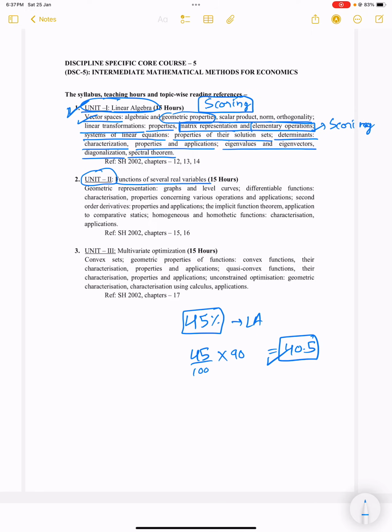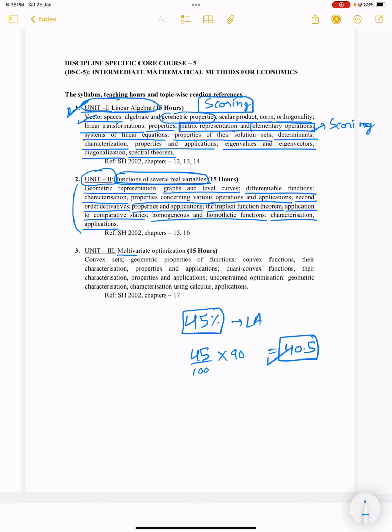Functions of several real variables. First, geometric representation, graphs and level curves, differentiable functions, characterization, properties. We have already studied functions of a single variable. Now this is several real variables. So properties concerning various operations and applications, second order derivatives, properties and applications, the implicit function theorem, application to comparative statistics, homogeneous and homothetic functions, characterization, applications. This is also interesting. And if you were able to grasp the concepts of functions of a single variable, then it would be very easy to adapt to these as well.